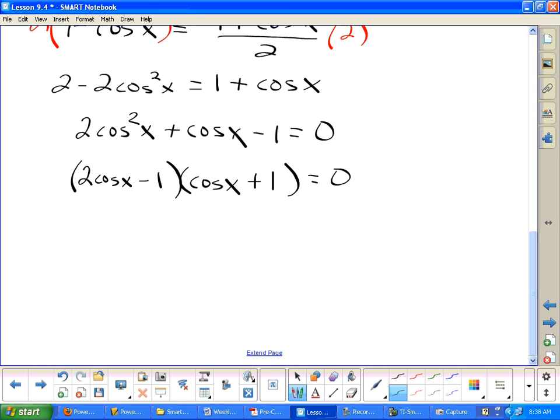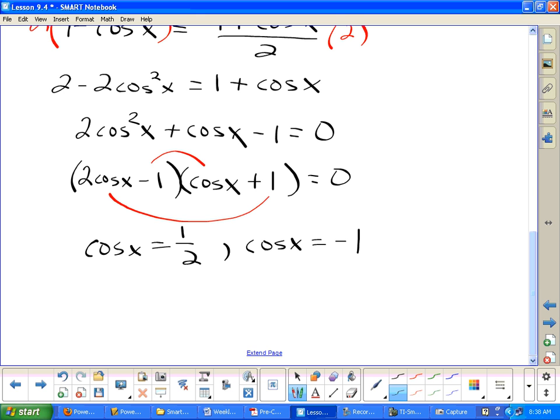We want this part to be positive 2 and this to be negative 1, so I have a positive 1. So we get cosine of x equals 1/2, and cosine of x equals negative 1. So then we just need to find out when that's true, between 0 and 2 pi.